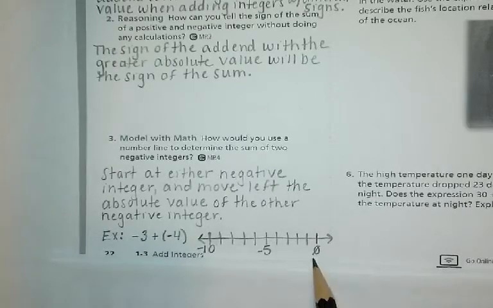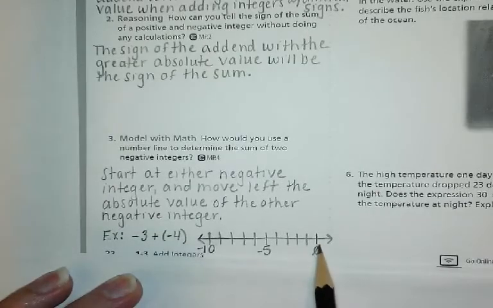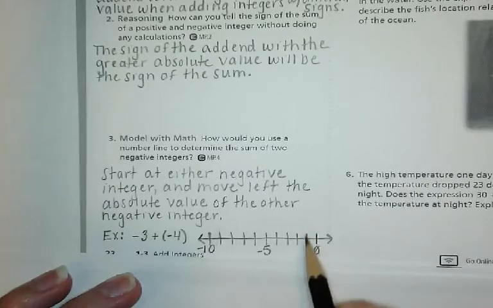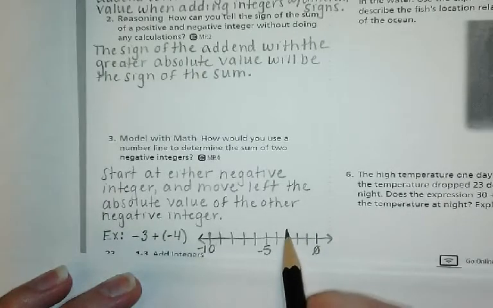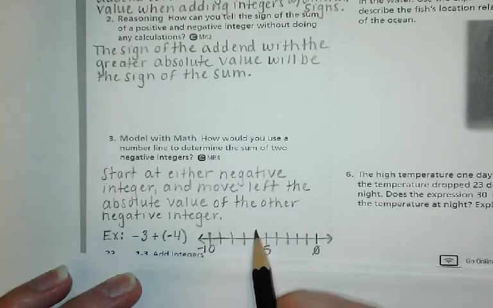Now you'll notice that my 0 is over here on the far right, and that's because in this limited space we're going to be adding two negatives. So we're really focused on the left-hand side of the 0 for our number line here, okay? What you're going to do is start, and there's two ways to do this. You can start at -3 and then just go another -4, and you end up at -7, okay?